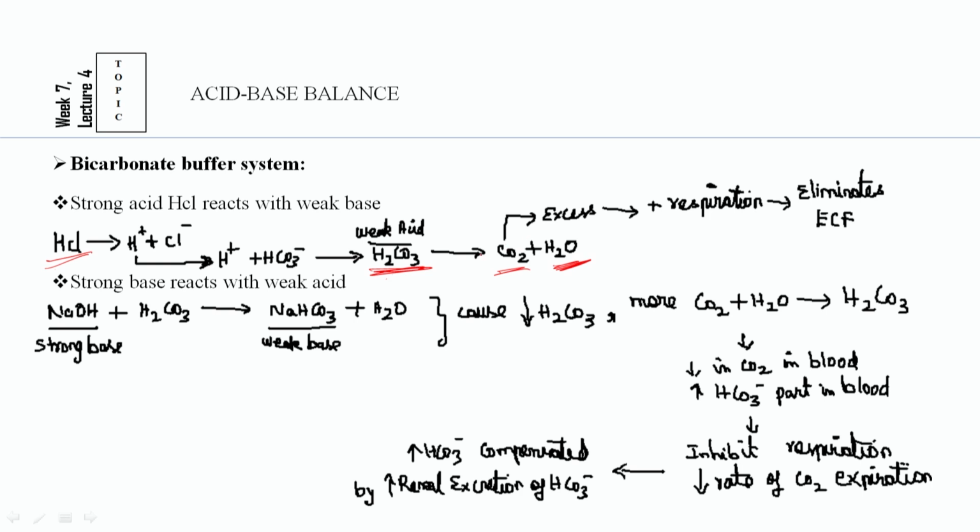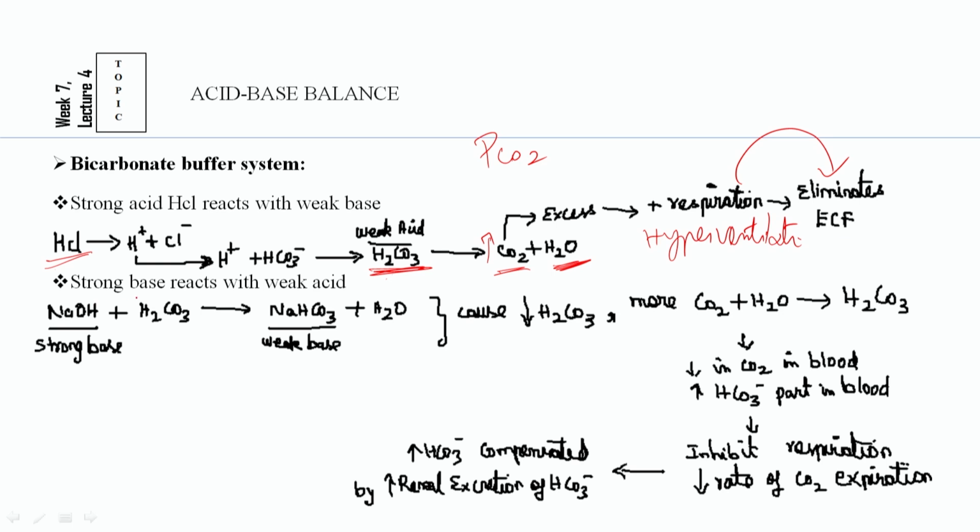Now what will happen? The carbon dioxide concentration increases in the blood. This carbon dioxide won't stay like that; it will appear as a partial pressure of carbon dioxide. Once the partial pressure of carbon dioxide increases in excess in the blood, it stimulates or triggers the lungs to go for hyperventilation. Hyperventilation means increased respiration, right? So more carbon dioxide will be exhaled out. This is how it eliminates the carbon dioxide from the ECF.